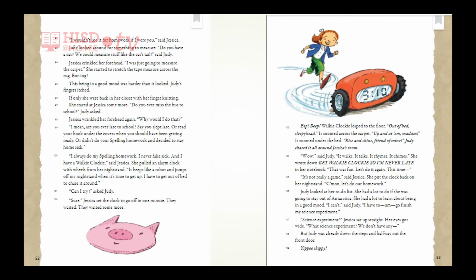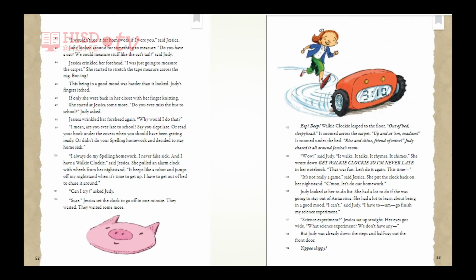"Out of bed, sleepyhead." It zoomed across the carpet. "Up and at 'em, madam." It zoomed underneath the bed. "Rise and shine, friend of mine." Judy chased it all around Jessica's room. "Wow," said Judy. "It walks, it talks, it rhymes, it chimes." She wrote down, "Get walkie-clocky so I'm never late," in her notebook.